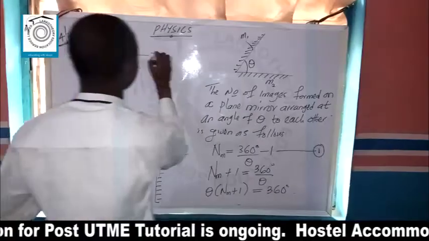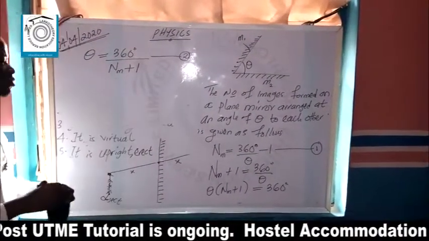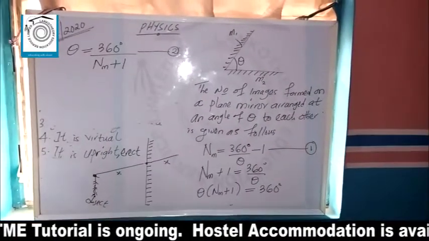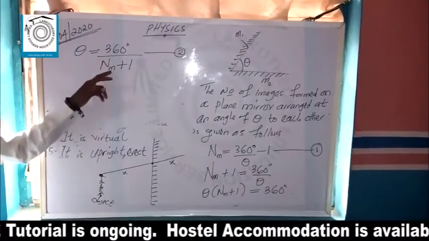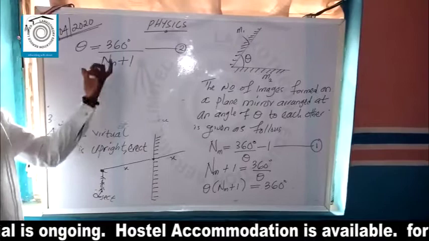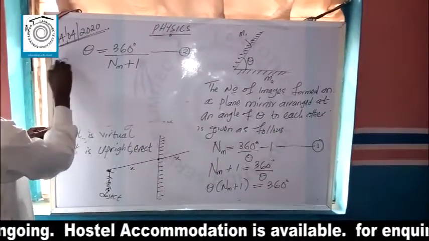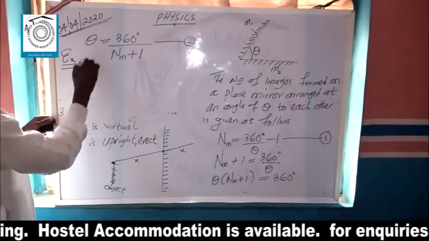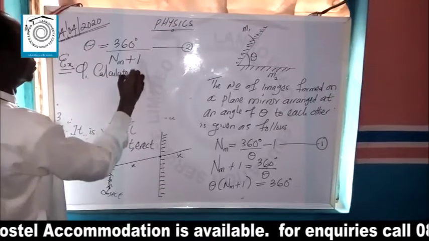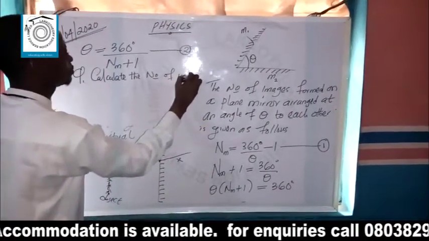I call this equation 2. This is the formula to determine the angle between the two mirrors arranged at an angle of theta to each other. Theta is determined by 360 degrees divided by Nm plus 1, where Nm is the number of images formed. You can illustrate this with an example. Suppose you have a question: question 1, calculate the number of images formed.